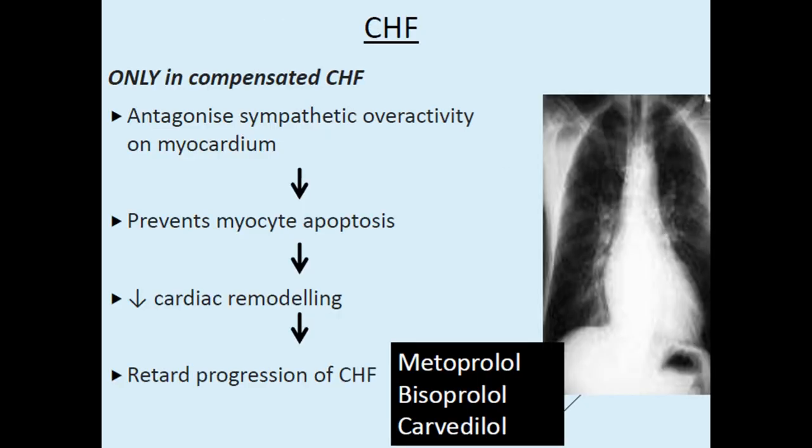In compensated congestive heart failure only, beta blockers antagonize sympathetic overactivity on the myocardium, so they prevent myocyte apoptosis, decrease cardiac remodeling, and retard the progression of congestive heart failure. The drugs basically used are metoprolol, bisoprolol, etc.